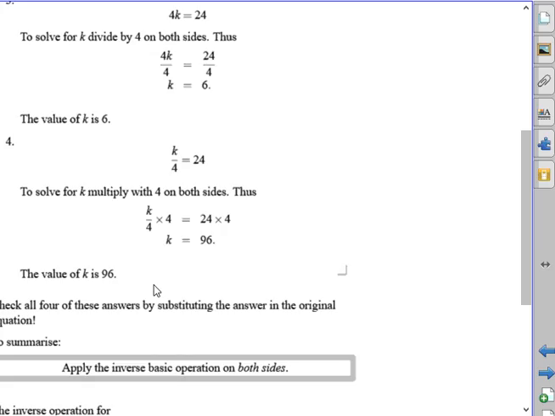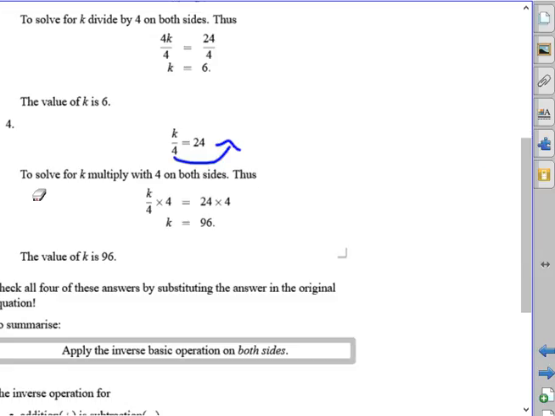In question 4, k is divided by 4. To move that 4 to the other side of the equation, the opposite of division is multiplication. So I'm going to multiply the 24 by 4. Again, I get an answer of 96. I can check. Left-hand side is k over 4. 96 over 4. What does that give me? It gives me 24. I know my answer is right.